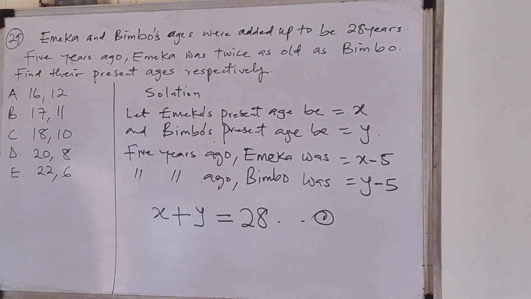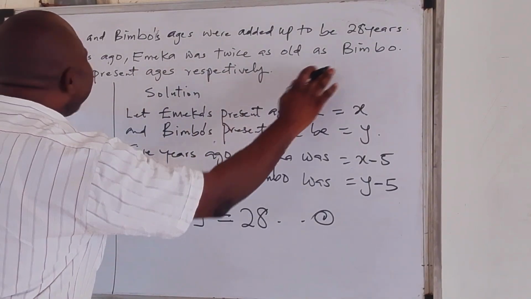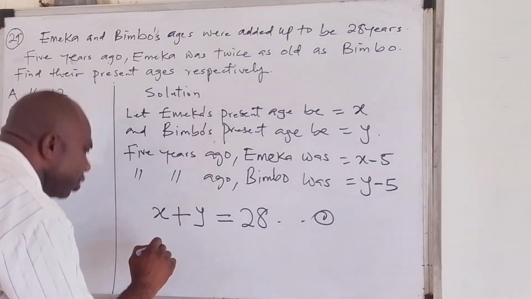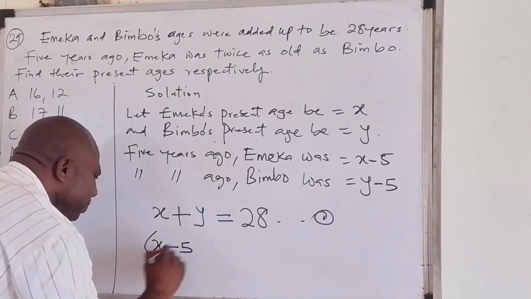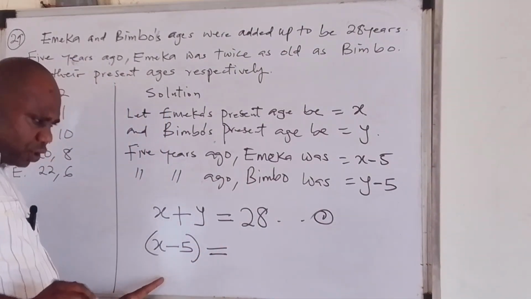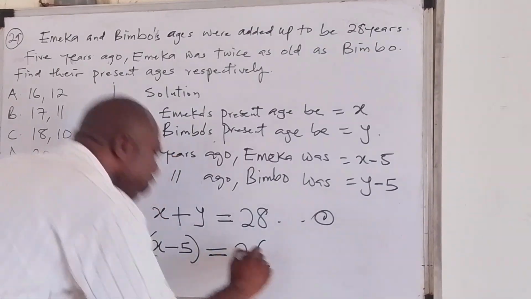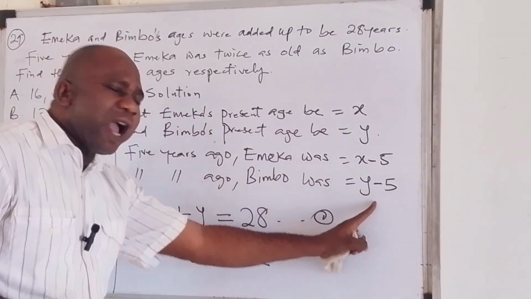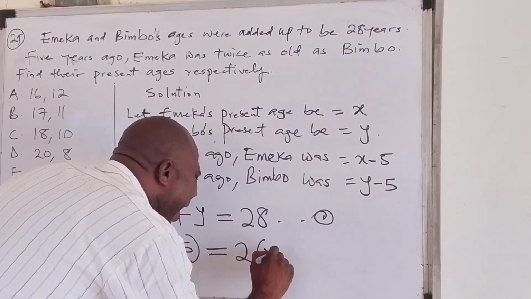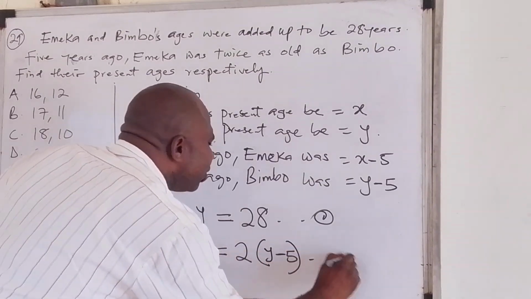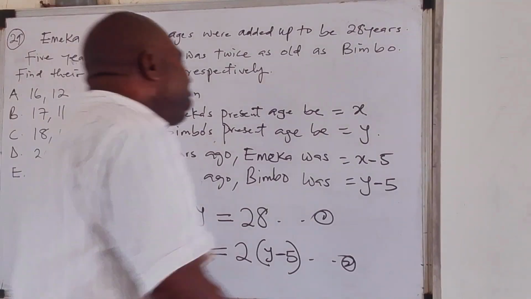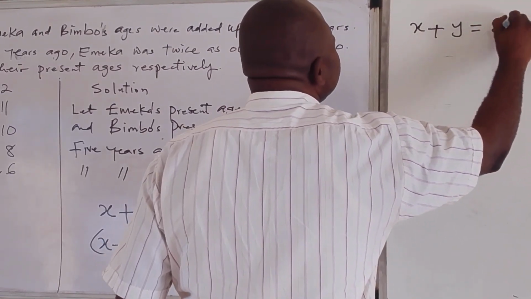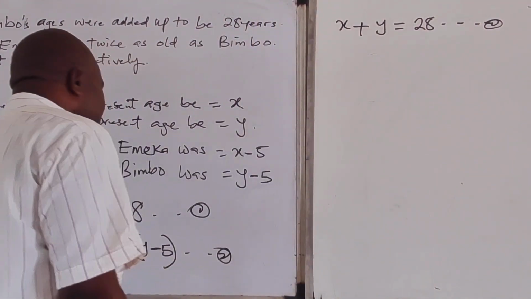Yes, equation 1. Now, Emeka was twice as old as Bimbo 5 years ago. So 5 years ago, Emeka's age was x minus 5 years. And this same 5 years ago, he was twice, that's 2 times the age of Bimbo. And remember, the present age of Bimbo is y years. So it means 5 years ago, she was y minus 5 years. So here we have y minus 5. Now let's call this equation 2. Now it means equation 1, x plus y is equal to 28. Equation 1. Now let's expand this equation 2.